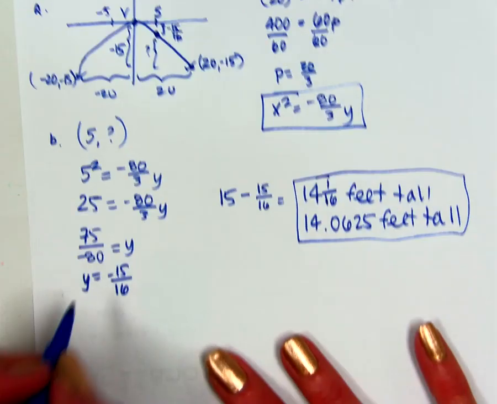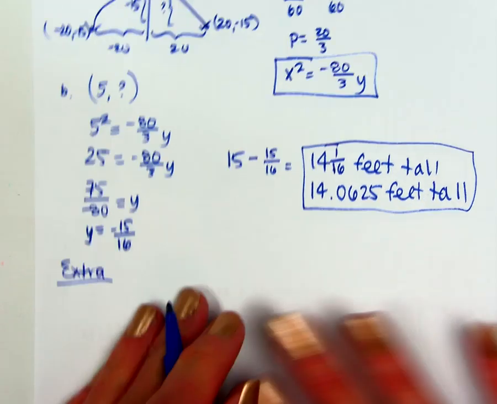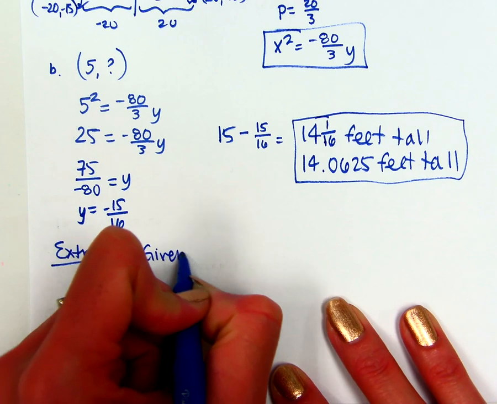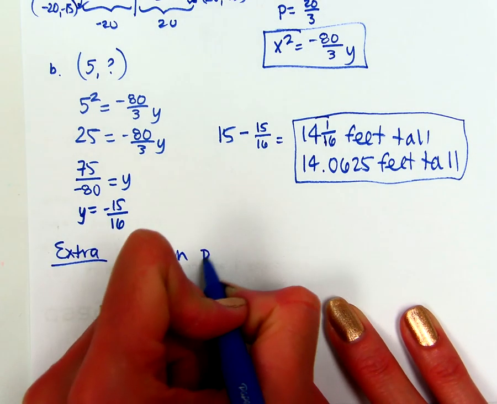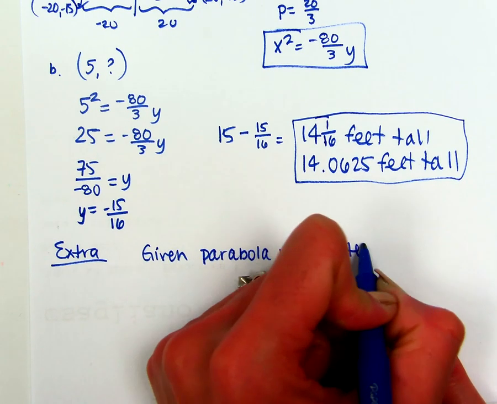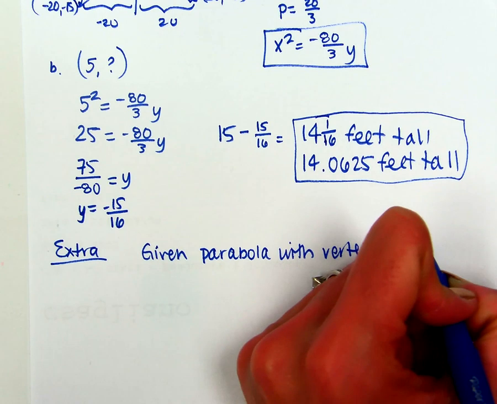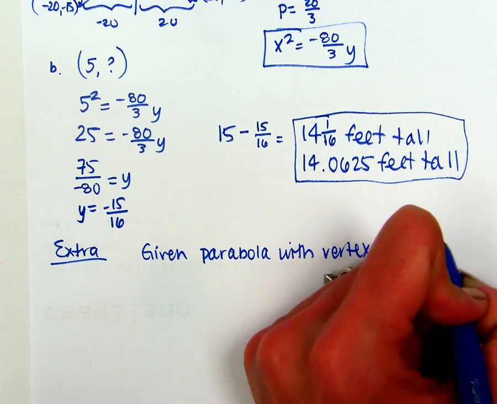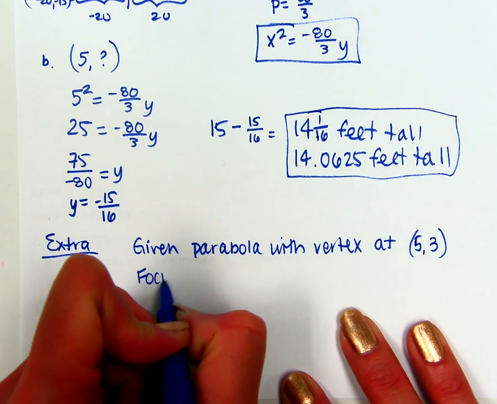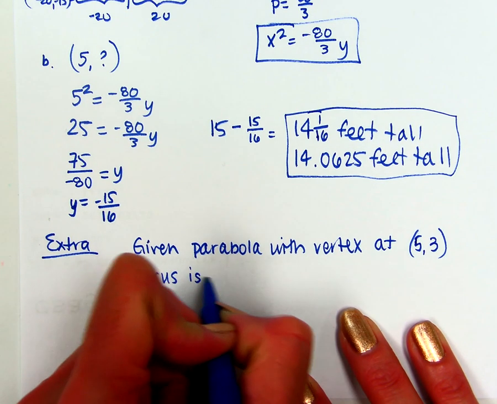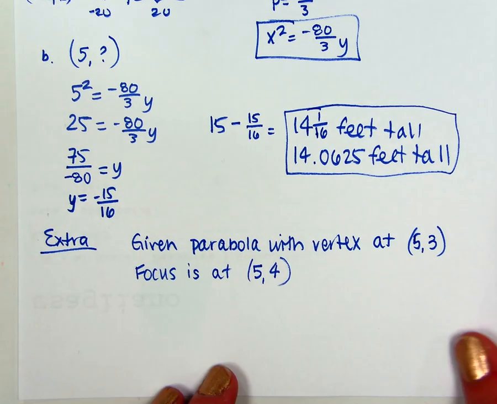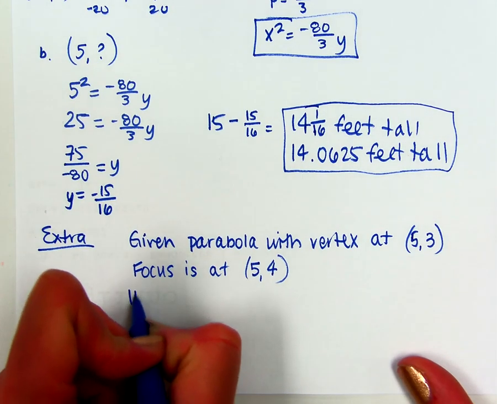All right, let's just try one more extra example. So let's work backwards. Let's say that you're given a parabola with a vertex at 5, 3. And if I know that my focus is at 5, 4, then you should be able to come up with the equation.